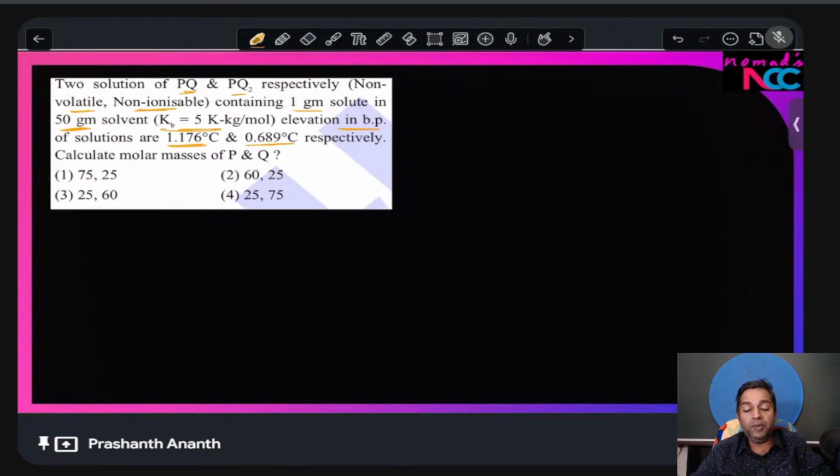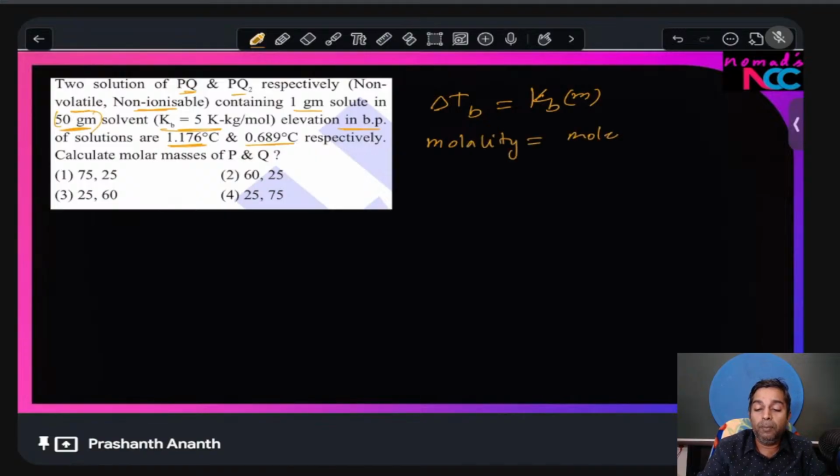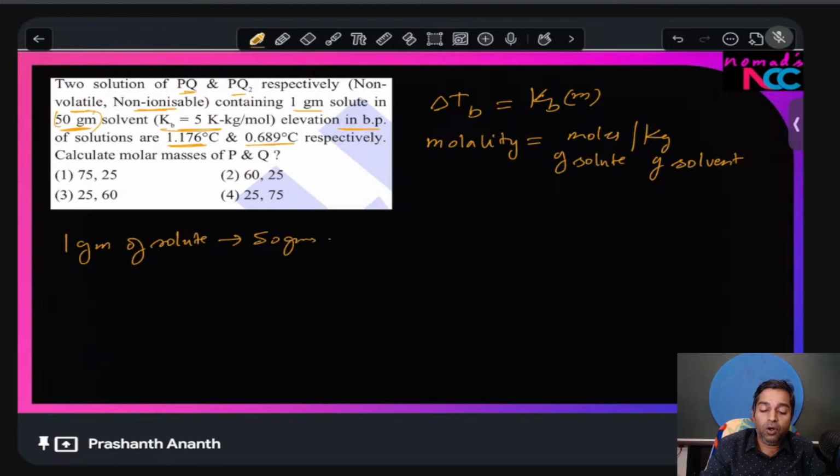So what is the idea here? We will have delta Tb equal to Kb into molality. Correct? So 1 gram of solute in 50 grams of solvent, so molality can now be calculated. Molality is moles of solute per kg of solvent. Here they are giving 1 gram of solute present in 50 grams of solvent.